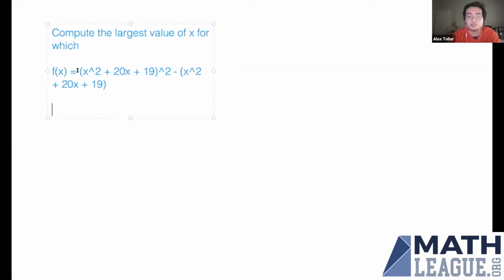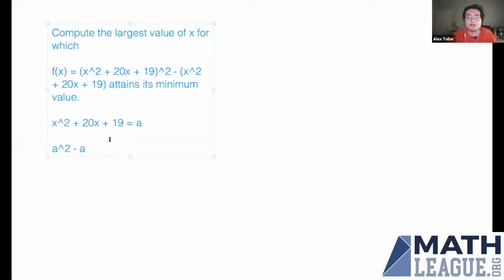if we make a substitution, we'll call x squared plus 20x plus 19 that guy a, right? So a squared minus a. Also, I just realized I forgot to finish the problem. Attains its minimum value, right? So how do we minimize a squared minus a?